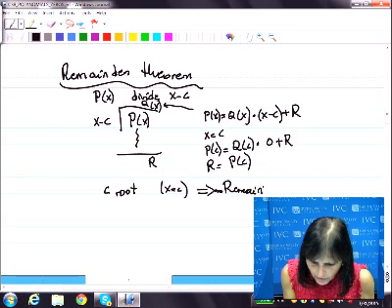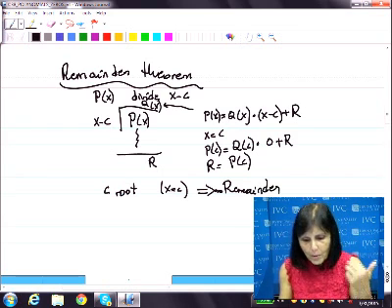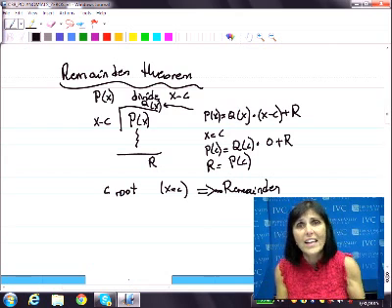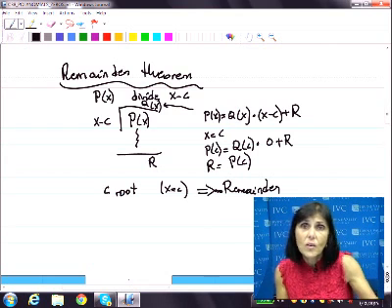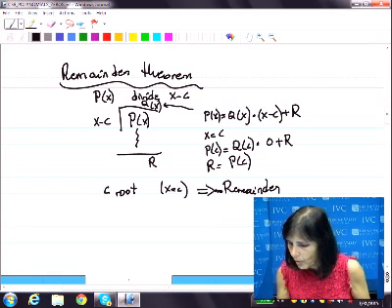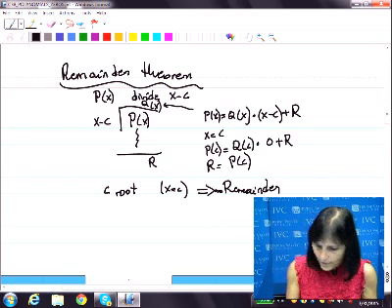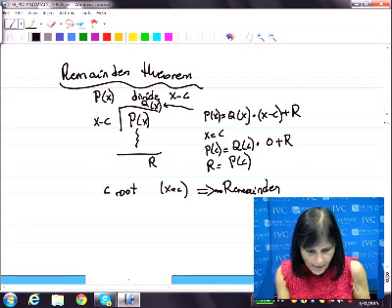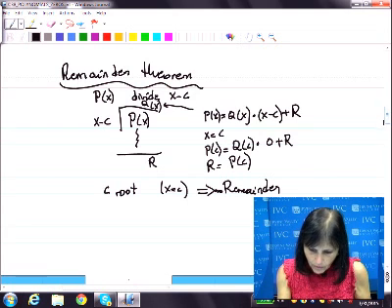So with the remainder theorem, I can plug in a value for c and see if x minus c is a factor of the polynomial, or if c is a root of that polynomial. Let's look at an example to apply the remainder theorem.